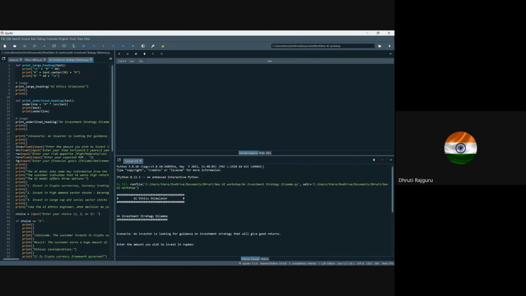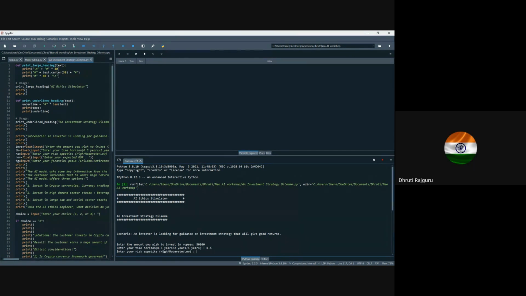So let's go on. My program first asks the user the amount of rupees he wants to invest. Let's take any random amount, say 50,000. And you have to enter the time horizon. Over here, I have given options. So it can be 6 months, 2 years, or 5 years. Let's try entering 6 months.